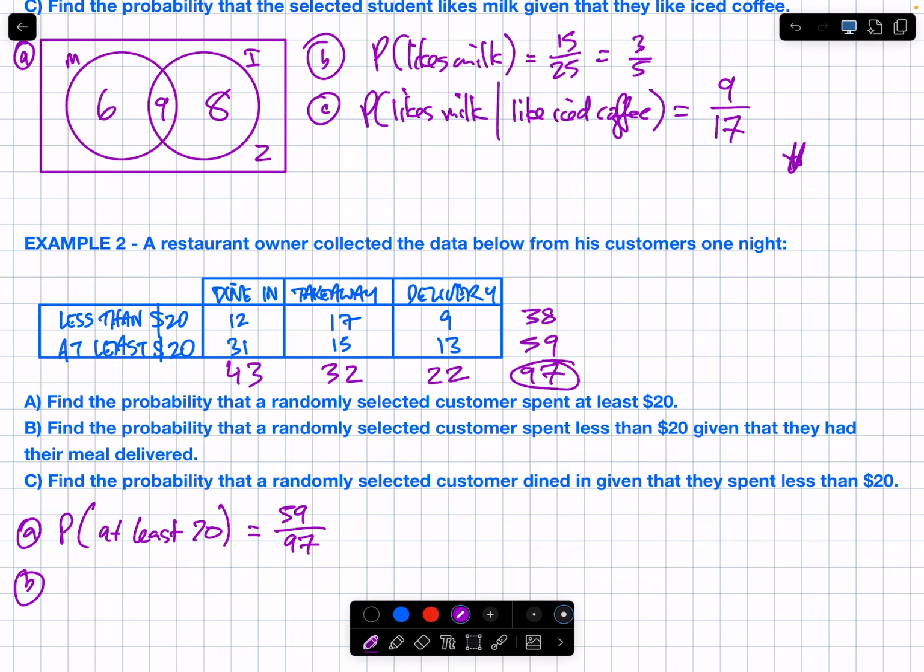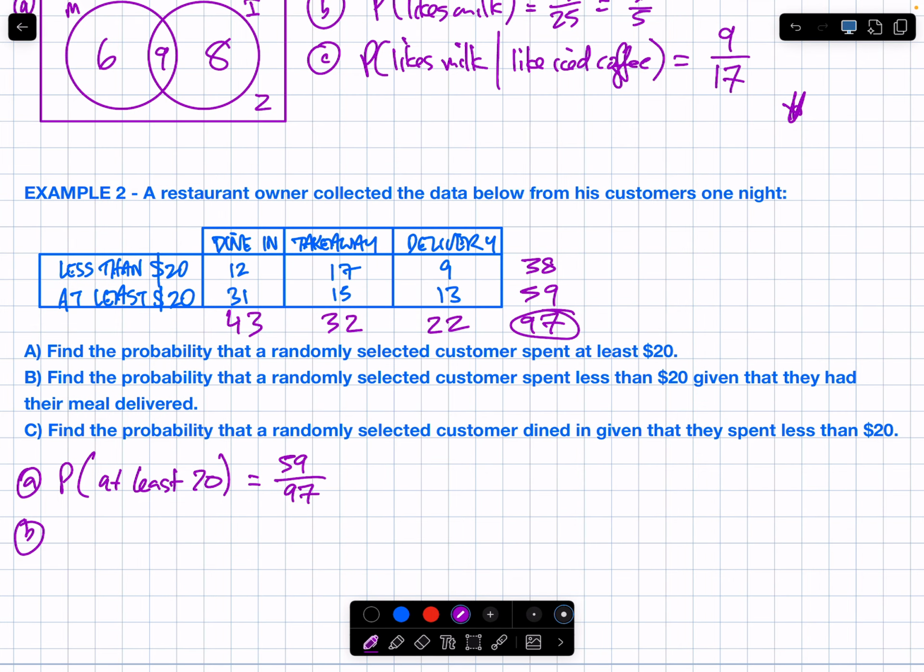B, find the probability that a randomly selected customer spent less than $20 given that they had their meal delivered. So P, spent less than 20 given delivery. So what's the condition here? What do I need to look at first? Is it the spend or is it the delivery? Delivery is the condition. So I'm looking here.